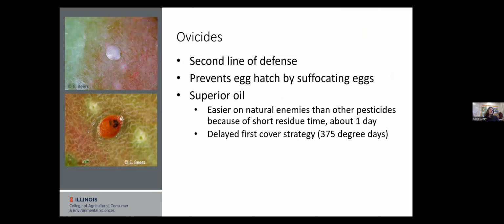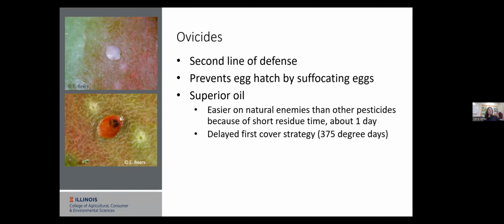Ovicides, which just means they kill eggs, would be our second line of defense. If something actually gets through mating disruption and is able to lay eggs, then we want to kill the eggs. There are insecticide sprays for this, but one thing we often recommend is just using oil. This will prevent egg hatch by suffocating the eggs. It's easier on natural enemies that might be around because it has a short residual, and it's not going to broad spectrum kill everything. So we often recommend that in an IPM context because of that.